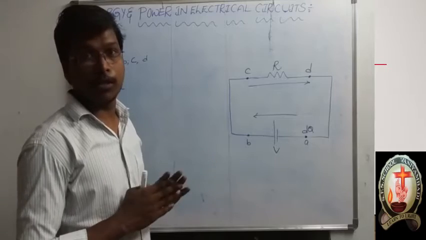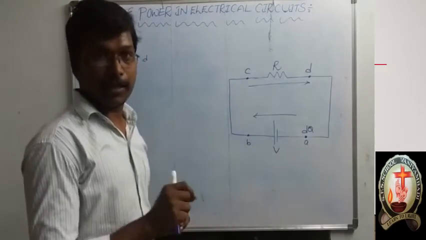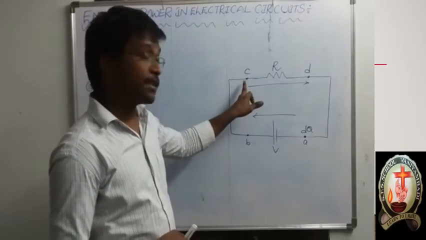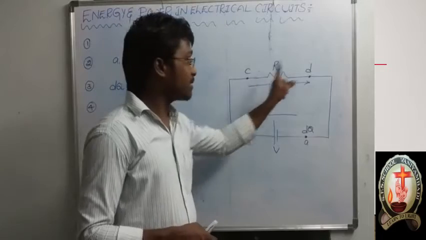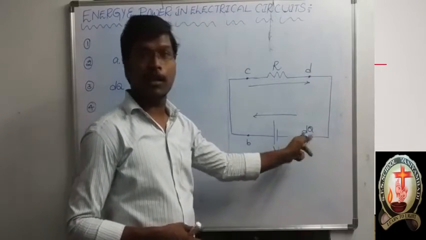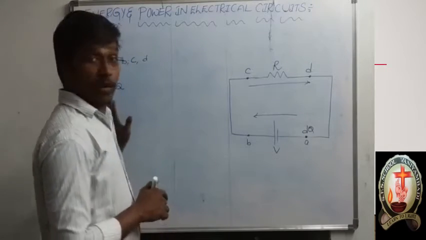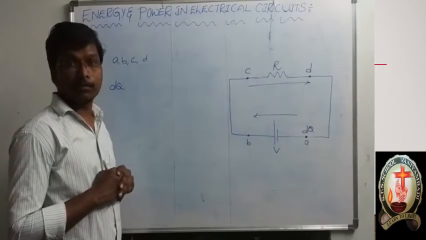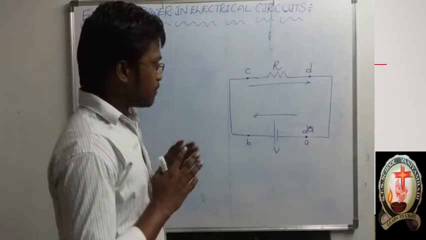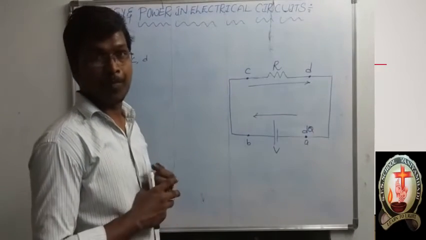I hope you understood this. At point A, charge dq is there. That charge is moving from A to B, and again it is moving like this, passing C to D, and finally it reaches the point A again. This is the fourth point. About this diagram, I explained 4 points.